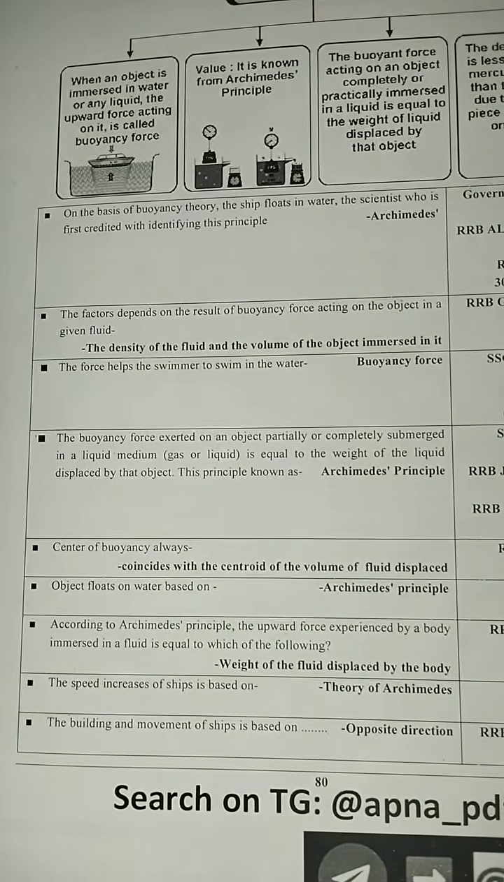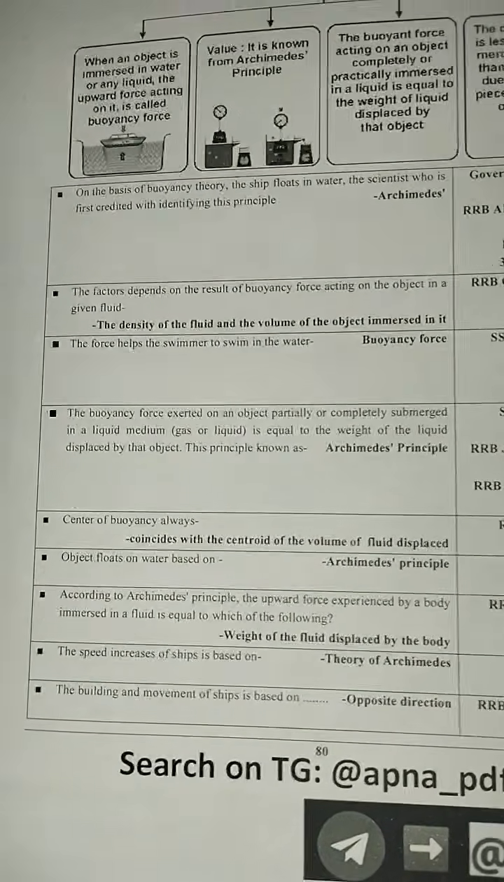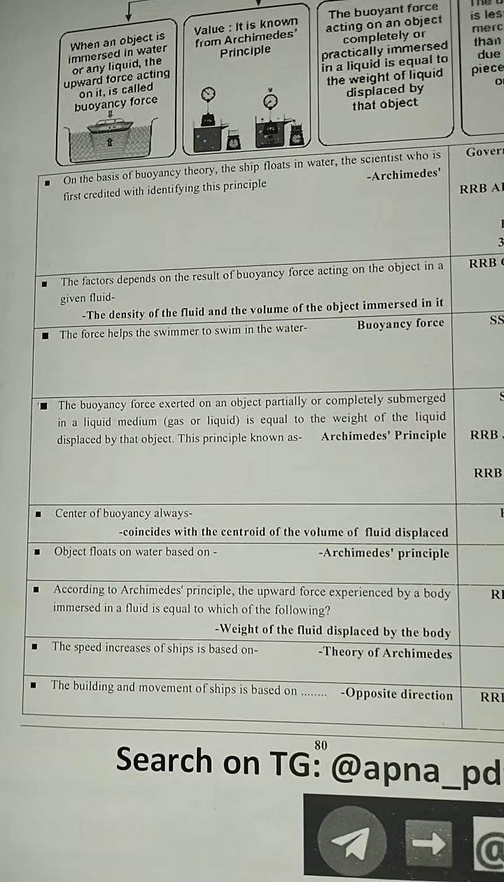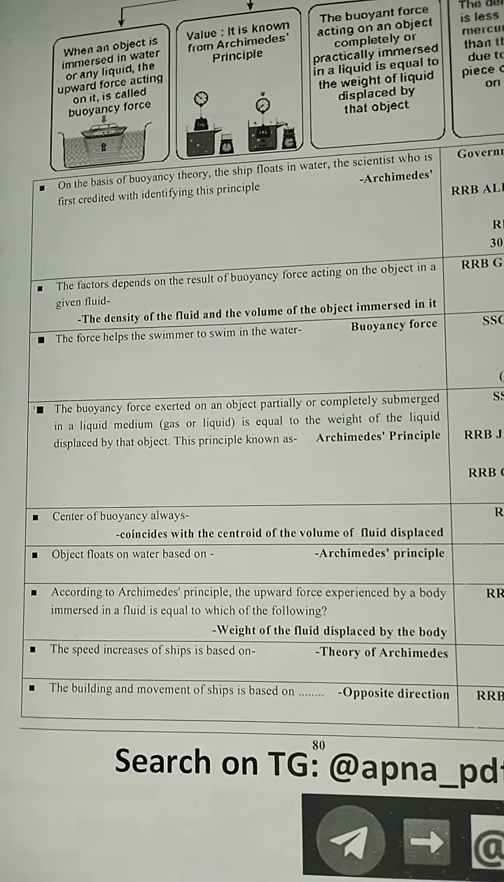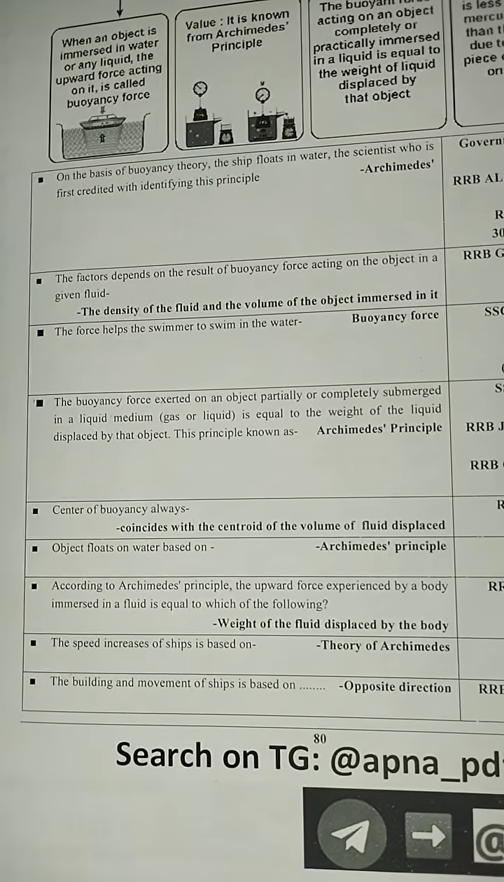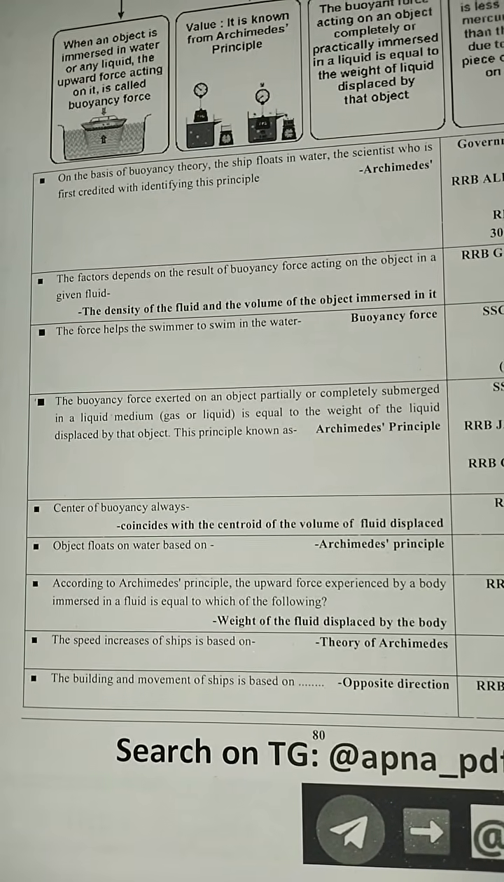On the basis of buoyancy theory, the ship floats in water. The scientist who is credited with defining this principle is called Archimedes. The buoyancy force acting on an object in a given fluid depends on the density of the fluid and the volume of the object immersed in it. The force helps the swimmer to swim in the water.